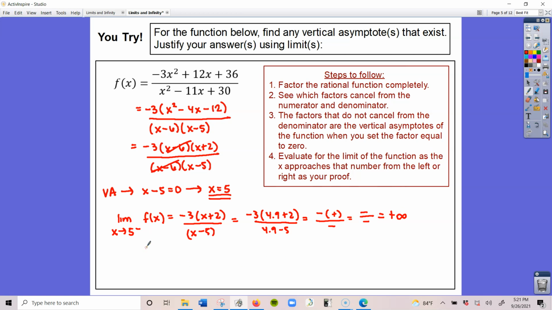So how I would write my final answer: there is a vertical asymptote at x is equal to 5, and our reason would be our limit, because the limit as x approaches 5 from the left of f of x equals infinity. Now again, I chose the left, but you could have chosen the right. That does not matter.